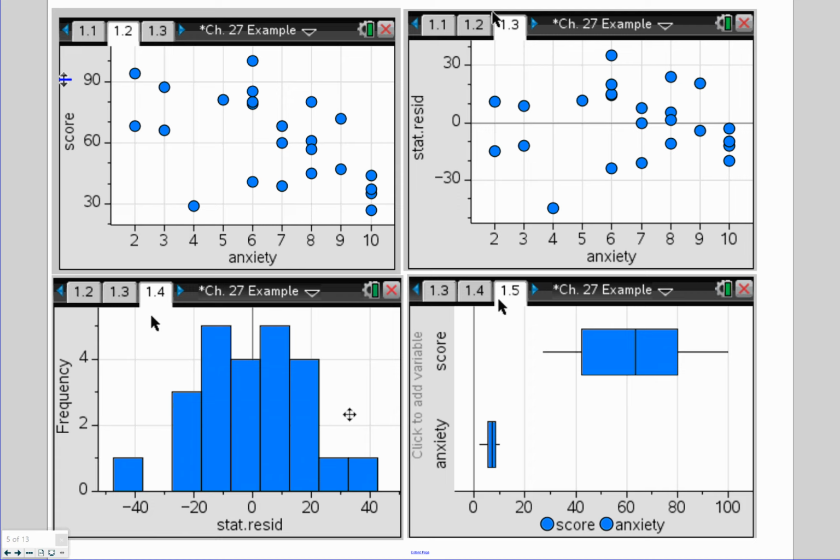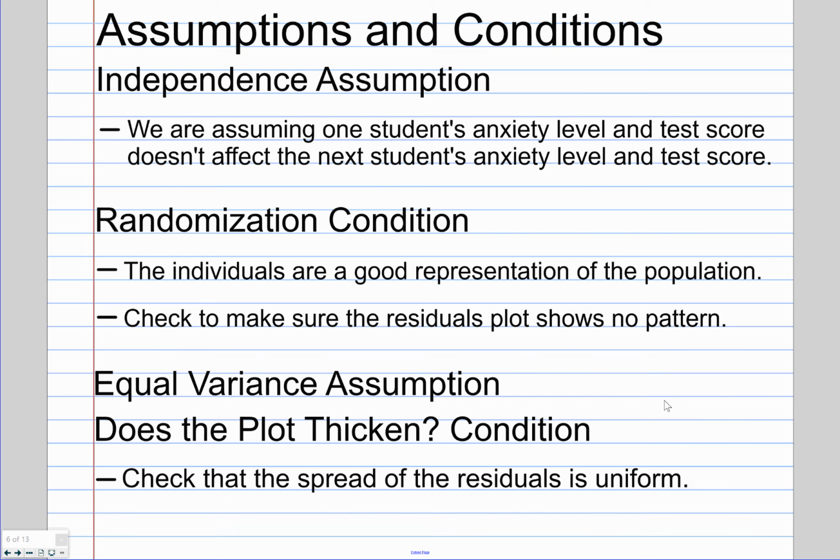I also did a side-by-side box plot. Anyway, if you look at the bottom left, you see how that looks roughly symmetric and unimodal? So I'm not worried about that condition. That is this condition here, the equal variance assumption, the does the plot thicken condition. I know, it's a really dumb condition. Okay, we're almost there. We're so close.